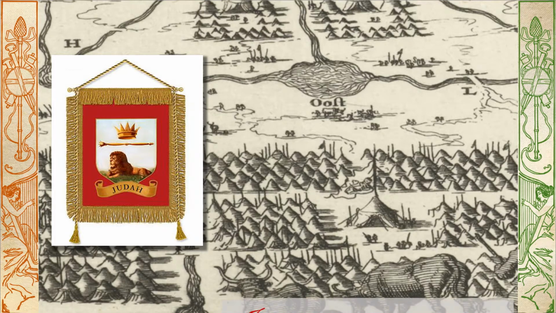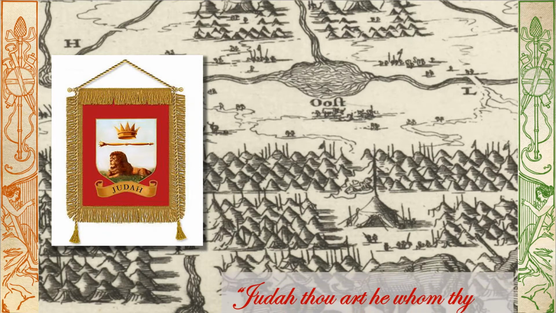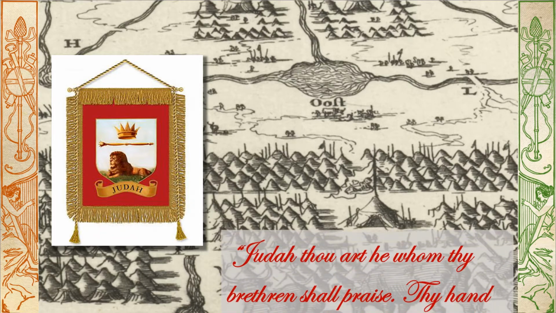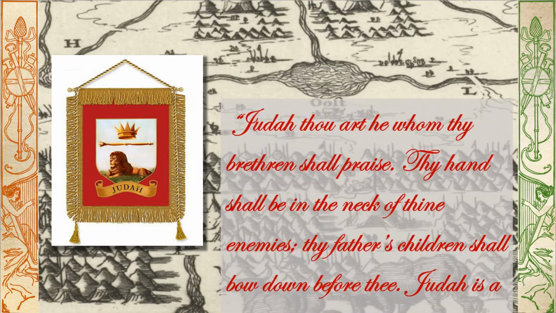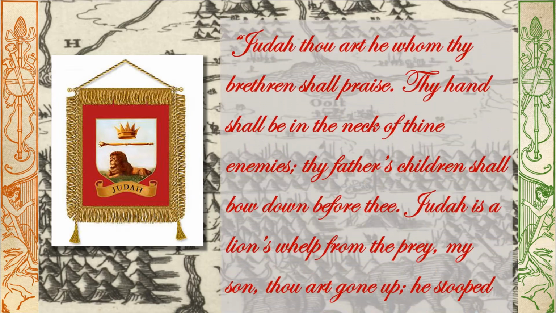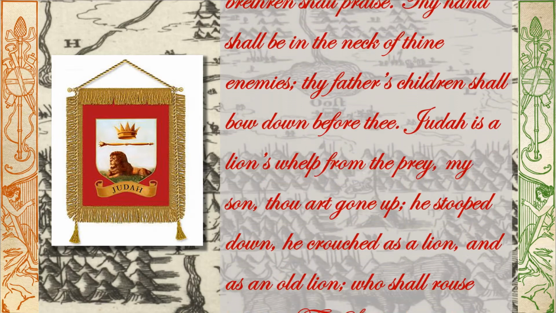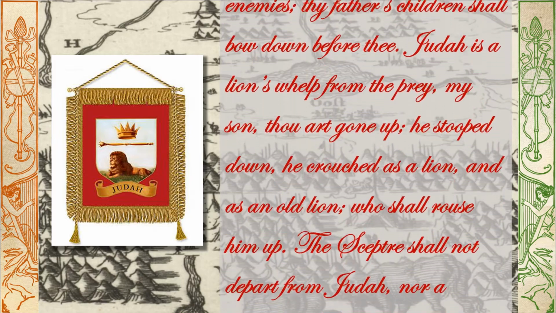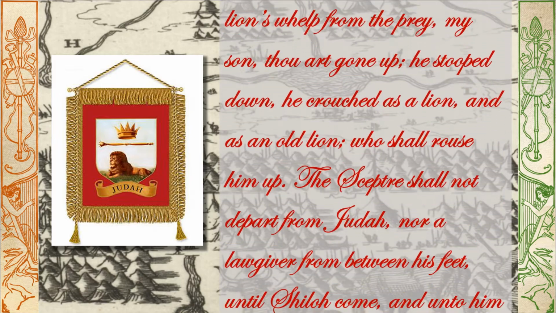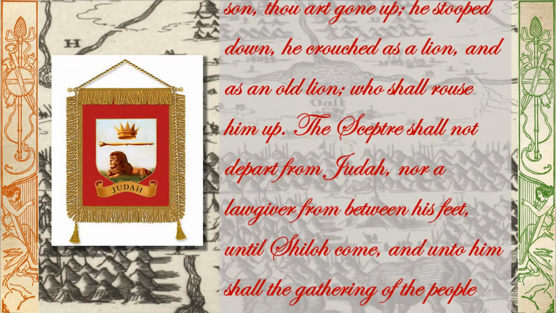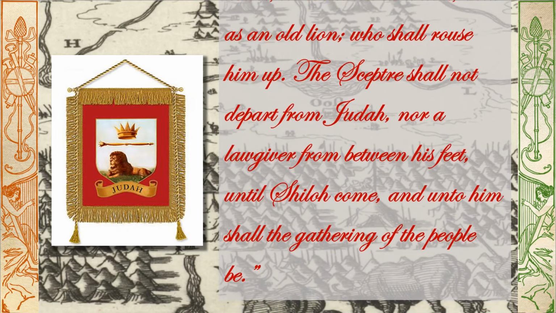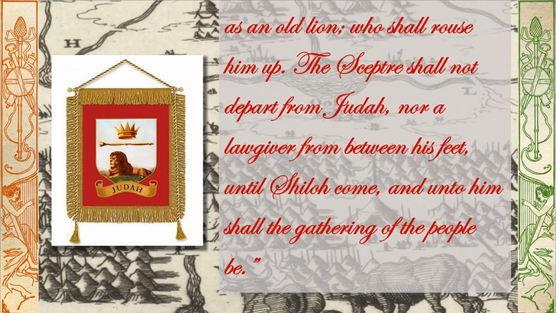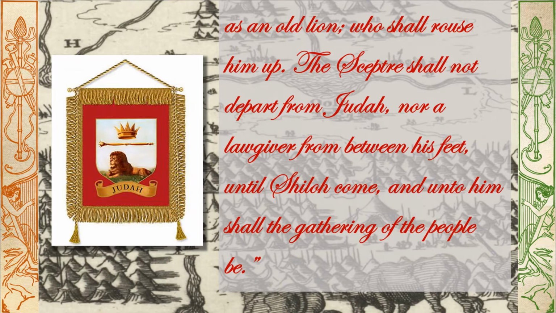Judah, thou art he whom thy brethren shall praise. Thy hand shall be in the neck of thine enemies. Thy father's children shall bow down before thee. Judah is a lion's whelp from the prey. My son, thou art gone up. He stooped down, he crouched as a lion, and as an old lion, who shall rouse him up? The scepter shall not depart from Judah, nor a lawgiver from between his feet, until Shiloh come, and unto him shall the gathering of the people be.